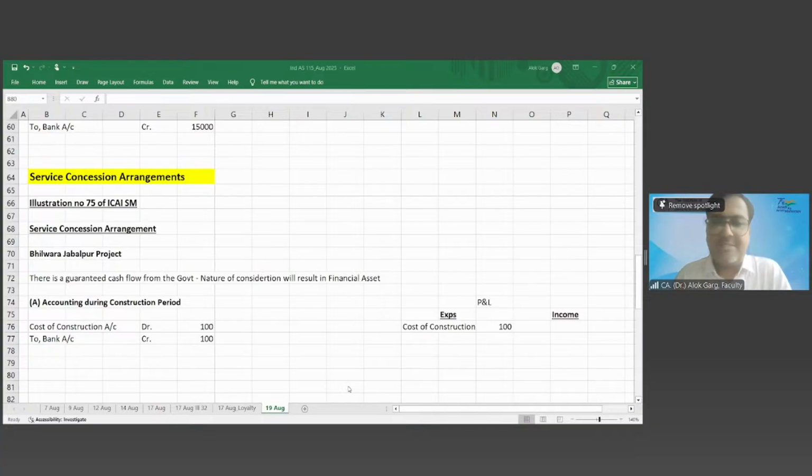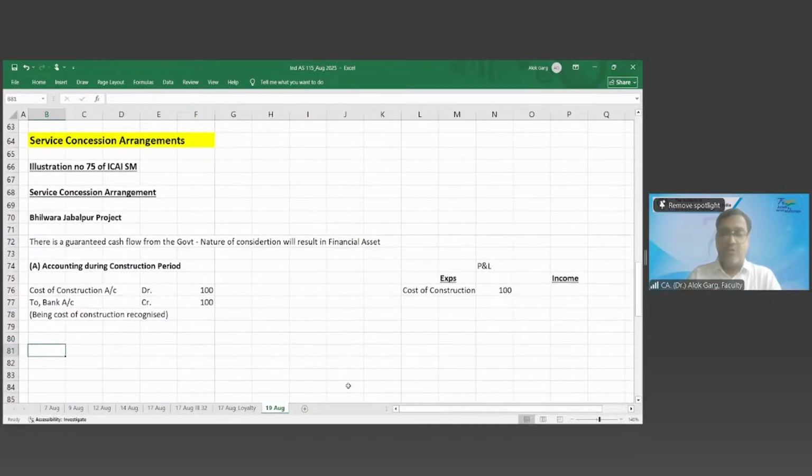Okay. Yes, sir. So what I have done, I have recognized the cost being cost of construction. Now it is a one leg accounting. How will I complete the two legs? Now I need to recognize cost, revenue. To revenue from construction service.